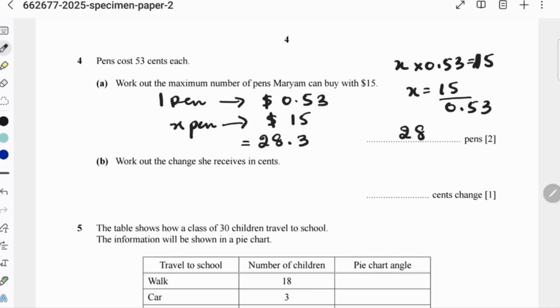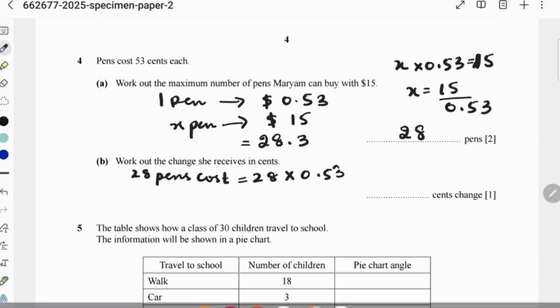All right, work out the change she receives in cents. So here in this question, accurate working we'll do. She's going to buy 28 pens. So what will be the cost of 28 pens? When each pen costs $0.53, 28 will be 28 times 0.53, because one pen costs 0.53. So 28 times 0.53.